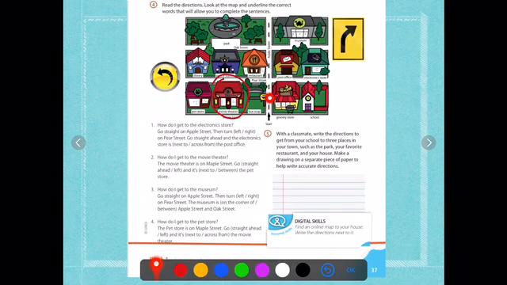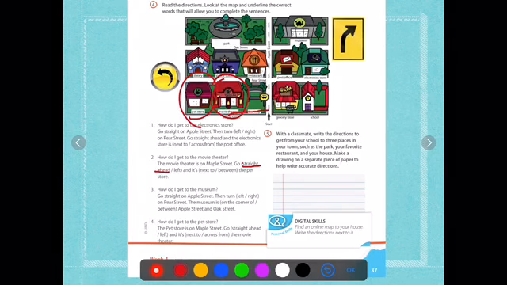And then what's going on? Go straight ahead. Okay, very good. So go straight ahead, no left. And it's what? Next to, straight ahead, and it's next to what? Very good. Next to the pet store.